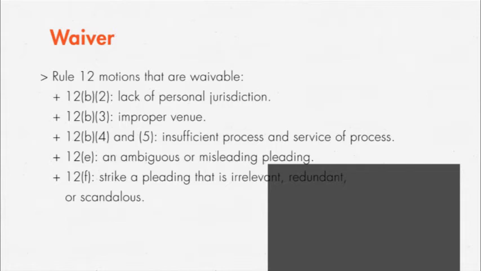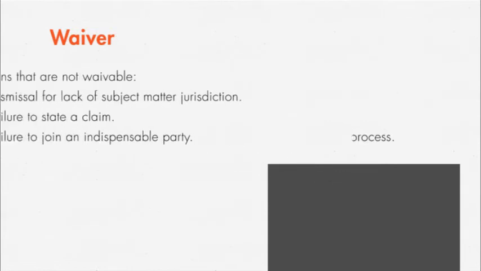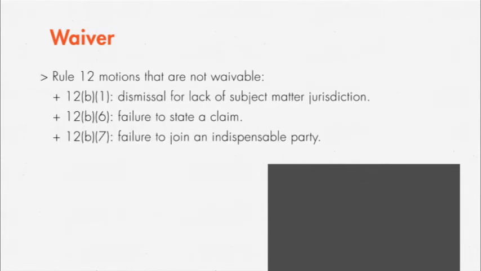Might be easier to remember the ones that are not waived. Those are 12(b)(1), dismissal for lack of subject matter jurisdiction. If you recall, subject matter jurisdiction is never waivable. 12(b)(6), failure to state a claim. The complaint is deficient. Can't waive that. And 12(b)(7), failure to join an indispensable party.